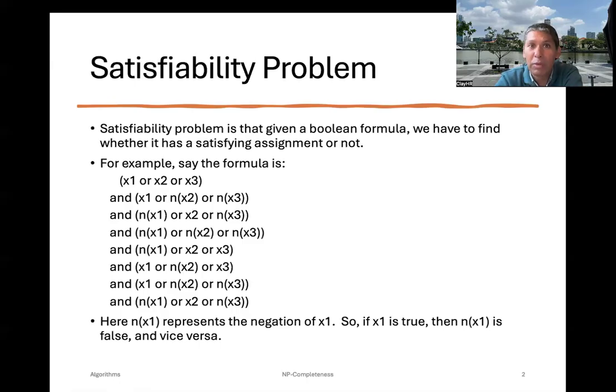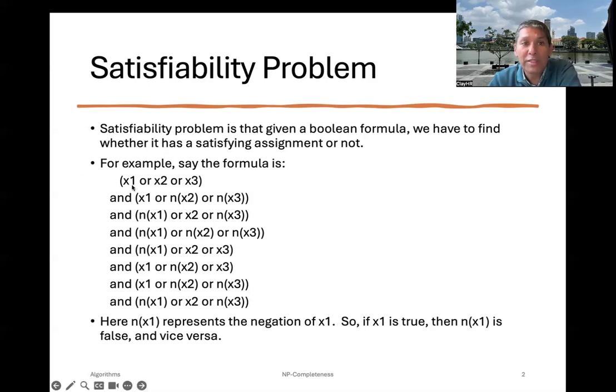So what is a satisfiability problem? It's essentially that we're given a Boolean formula, and we just have to identify whether it has a satisfying assignment or not. Let's suppose the formula is given as (x1 or x2 or x3) and (x1 or not x2 or not x3). So we're given a long formula. It has these conjunctive clauses, highlighted by this "and", each of which is a set of disjunctions inside. That means any of these could be true, and then this clause would be true. And then we have to find something that's true here.